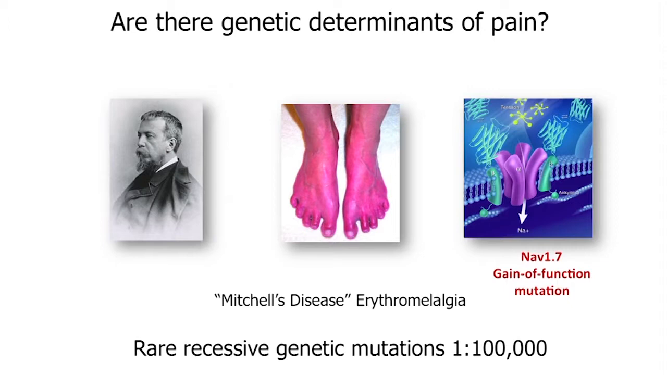And in the inherited form of this condition, we now recognize that there are gain-of-function mutations in the sodium channel NaV1.7, which is expressed by nociceptors, and as a consequence, these nociceptors begin to fire spontaneously, producing this pain. These are very rare. These typically occur in something of the order of 1 in 100,000 individuals.